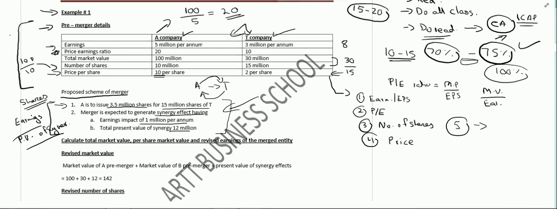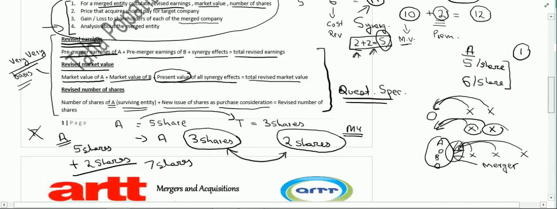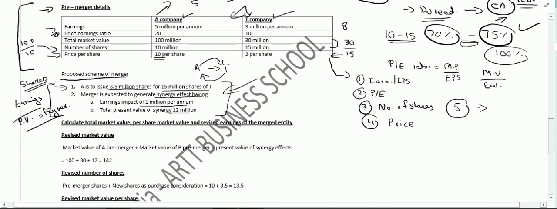So this is part 3 in continuation, and let us calculate each of the values as we mentioned over here, which we will be expected to calculate in our exams. We will be expected to calculate the revised earnings, revised market value, revised number of shares, price that acquirer should pay, and so on. Let us compute each of these in detail.